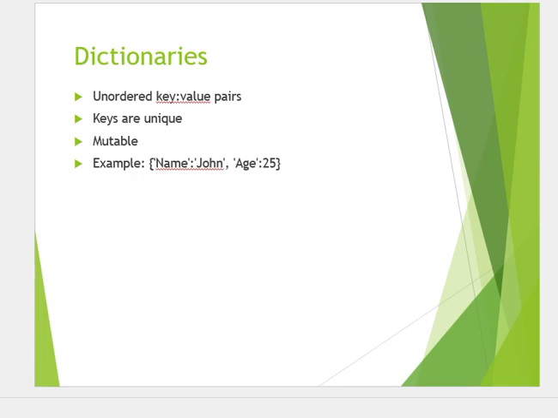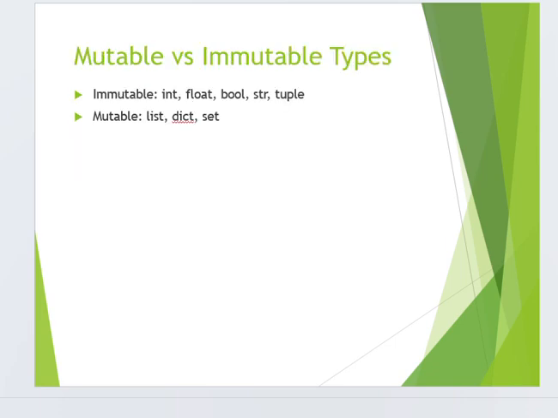String, list, tuple and dictionary are iterable. It means they can return their members one at a time. You can extract one value from all these data types. Now the next one is mutable versus immutable types. Immutable are those that can never change their values in place. In Python, integers, floating point numbers, Booleans, strings and tuples are immutable.